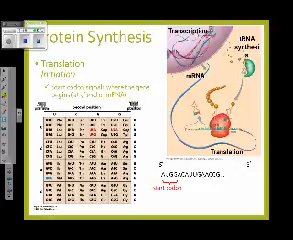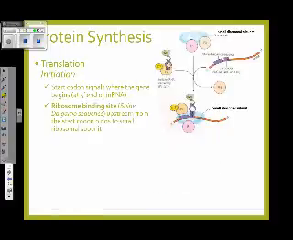Okay, so the start codon is always this, AUG. That's always your start codon. So if I give you a big long list of nucleotides together, you don't have to start until the mRNA codon is AUG. Okay?